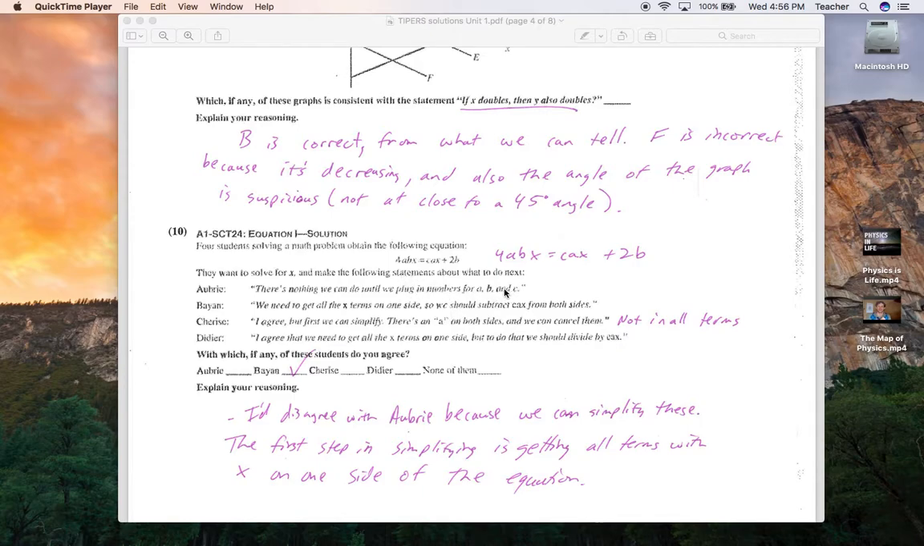Mathematically, what Aubrey, Charisse, and Didier are saying is not mathematically correct, I should say. So what Bayon says is not the complete statement, but essentially it's the first step. So you do want to get all x terms on one side.